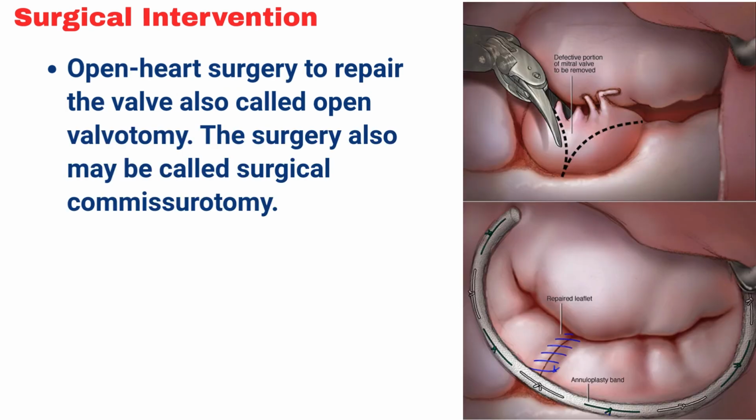Next procedure is open heart surgery to repair the valve. If a catheter procedure isn't an option, an open heart surgery called open valvotomy may be done. The surgery also may be called a surgical commissurotomy. It removes calcium deposits and other scar tissue blocking the mitral valve opening. The heart must be stopped to prevent bleeding in the chest area during this surgery. A heart-lung machine temporarily takes over the heart's job. The procedure may need to be repeated if mitral valve stenosis returns.